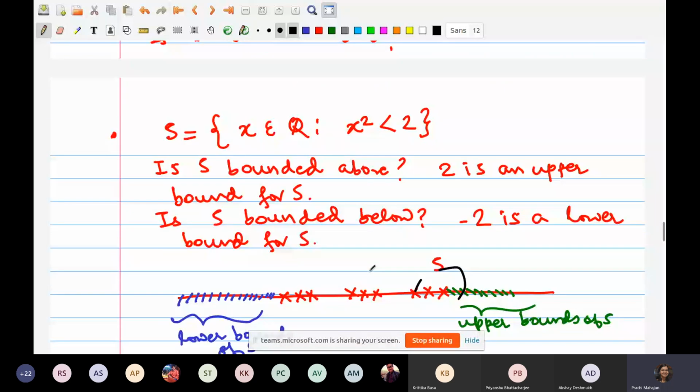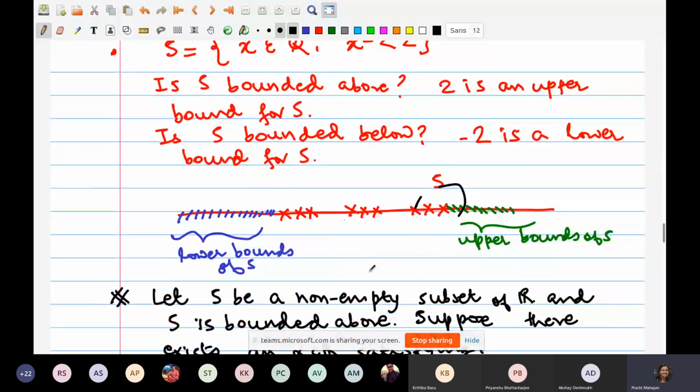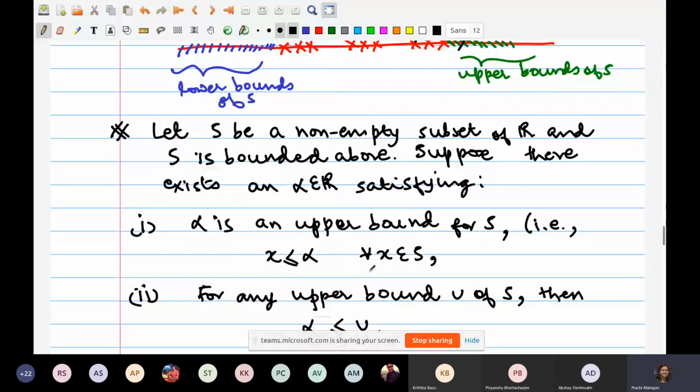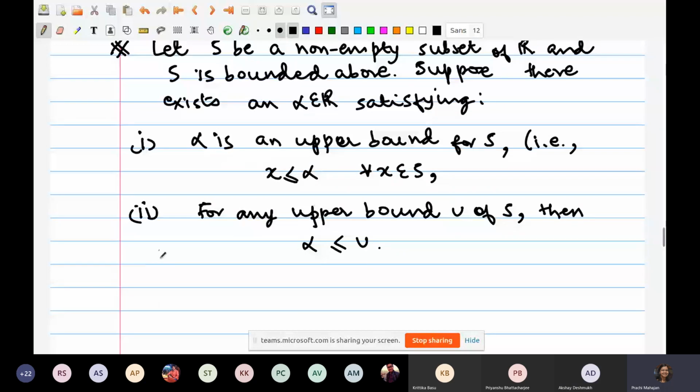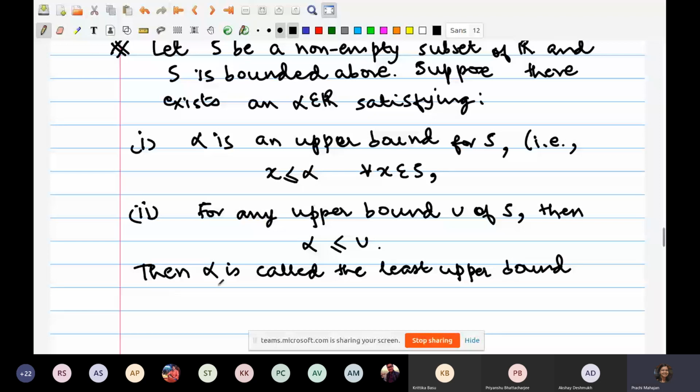So what am I doing? If you go back to the picture here, I am trying to single out the least element in the set of upper bounds. Is that okay? So if there is an alpha satisfying 1 and 2, I say that alpha is called the least upper bound for S. There's another name: this is called the least upper bound or the supremum for S. And the notation is that alpha is equal to the supremum of S.